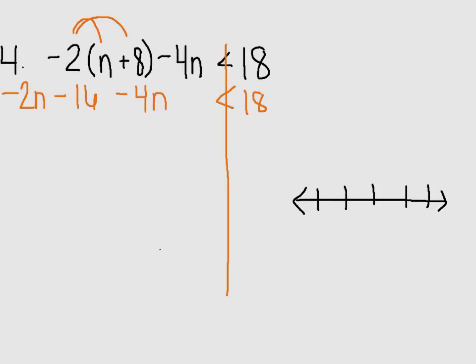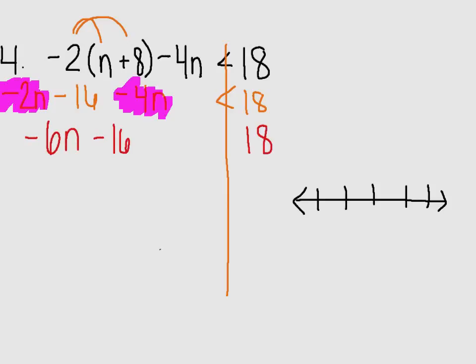I now notice that I have like terms, negative 2n and negative 4n, so I need to combine those. I read it like a book from left to right. Negative 2n minus 4n is negative 6n. I drop down my minus 16 and my 18. I have not multiplied or divided by a negative number to both sides, so my sign stays the same.